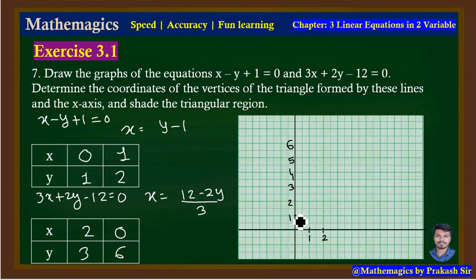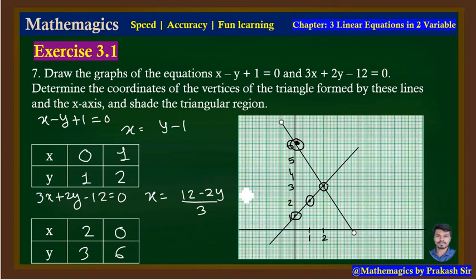So this is the first coordinate. Second one is 1 comma 2. This is the second coordinate. It means we are going to join both with the help of a straight line. Now 2 comma 3 is the second one, and 0 comma 6 is another point. Now we are going to join with the help of a straight line.